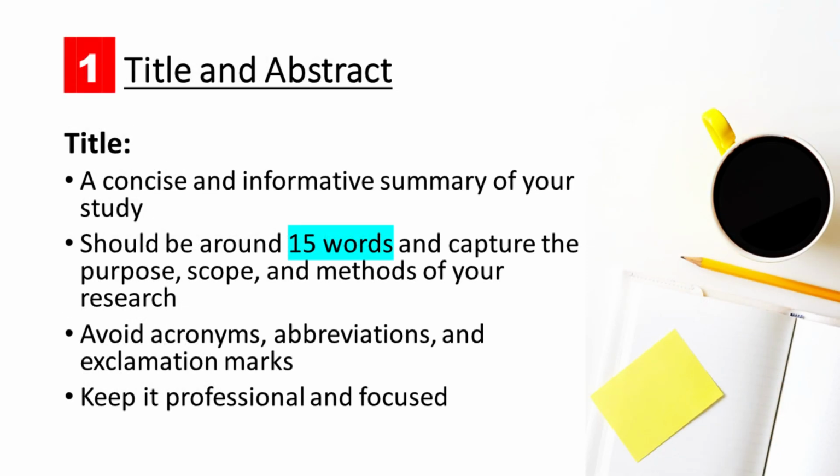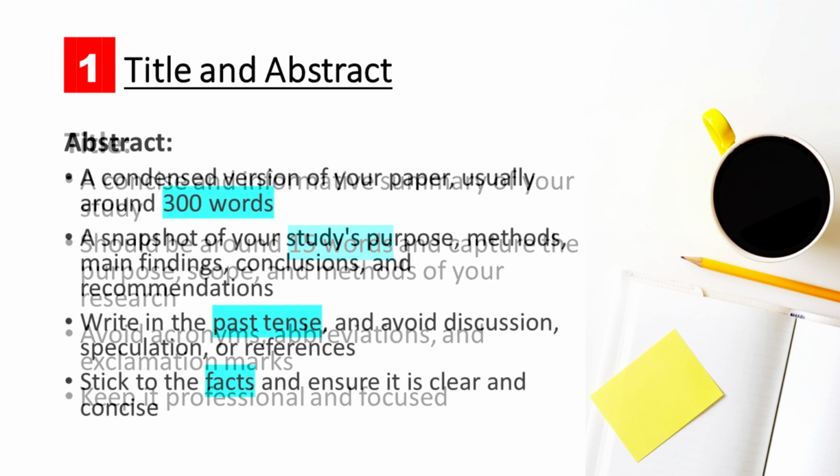1. Title and abstract. Title. The title is a concise and informative summary of your study. It should be around 15 words and capture the purpose, scope, and methods of your research. Avoid acronyms, abbreviations, and exclamation marks. Keep it professional and focused.